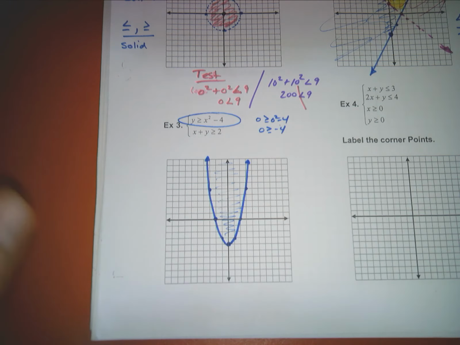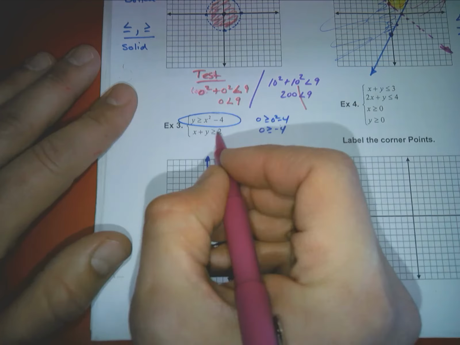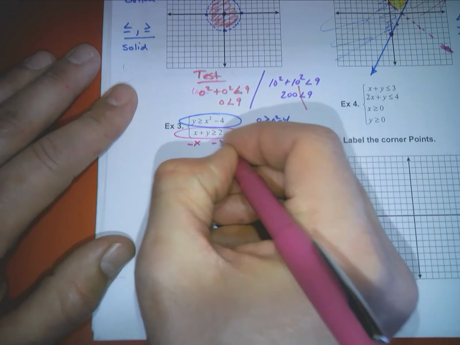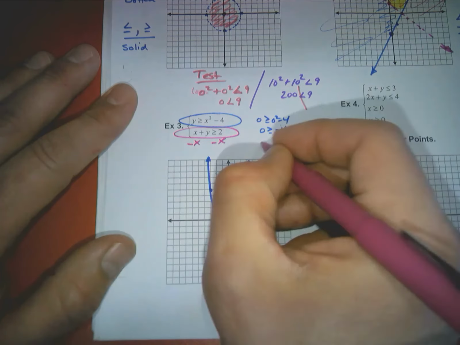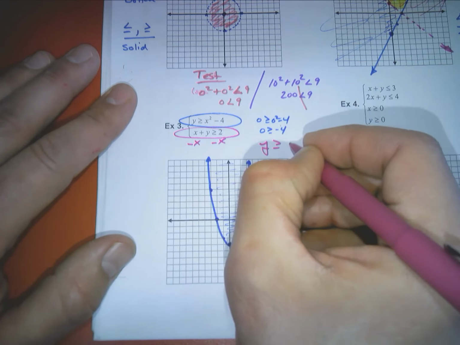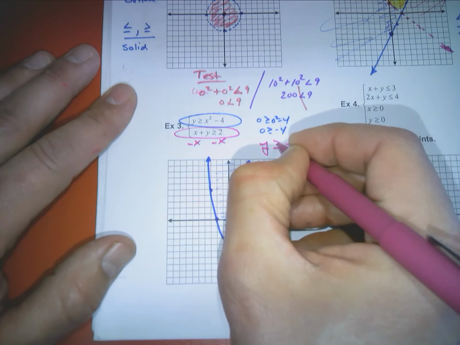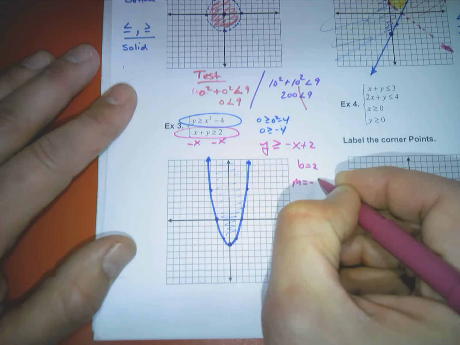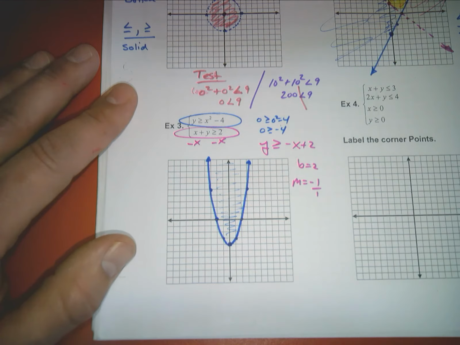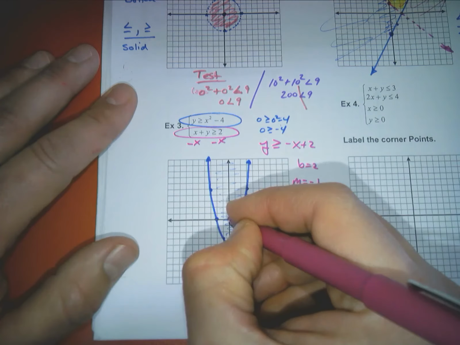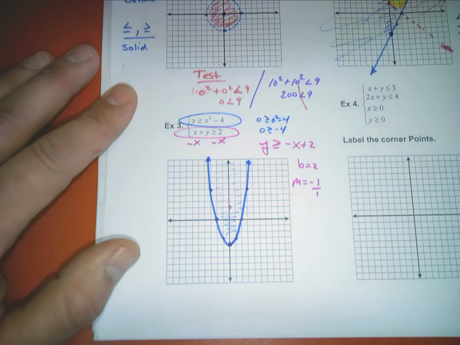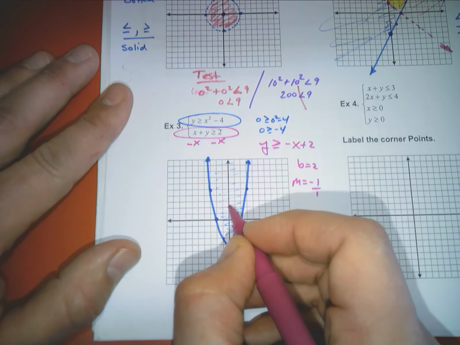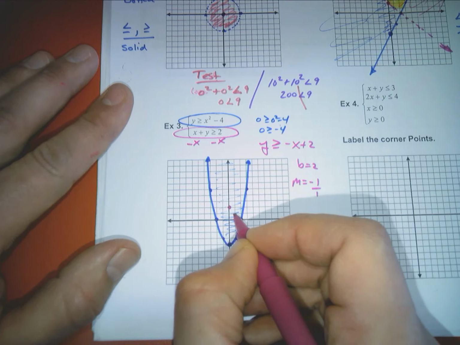All right, next, I want to solve this one for y. I'm going to subtract this x over. We should know that this is a line. So I've got y is greater or equal to -x plus 2. So again, we know our b value is 2 and our m is negative 1 over 1. So we go up 2, 1, 2. And then my slope is what? Negative 1. Is that right? Down 1 over 1, down 1 over 1.